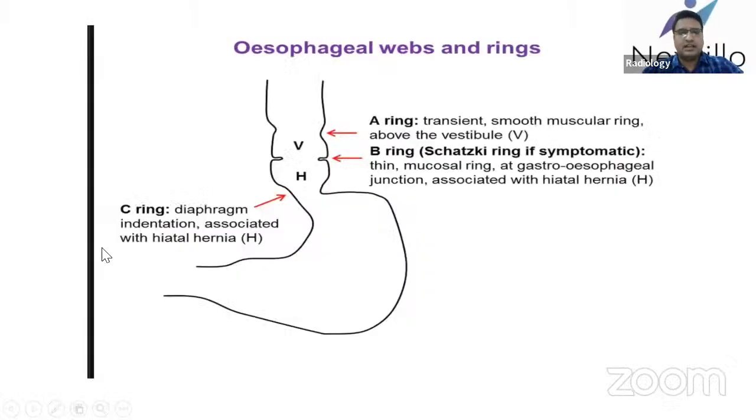Now, let's talk about this. This is the esophagus. This is the stomach. And look at this part, a small narrowing. Okay. The small narrowing, we call it the A ring. The A ring is a transient smooth muscular ring just above the vestibule. Can you see this part? This is called the B ring. Okay. It is normally present.